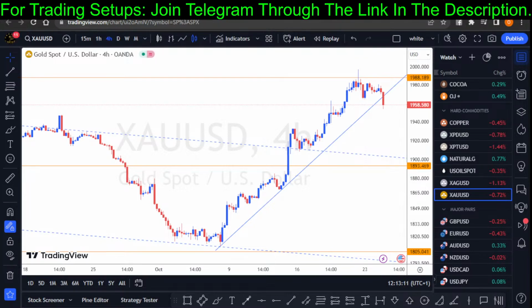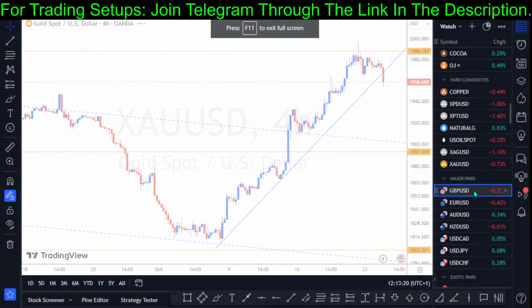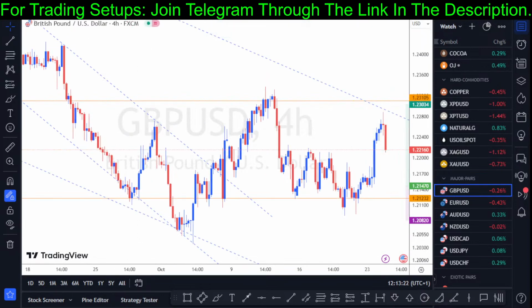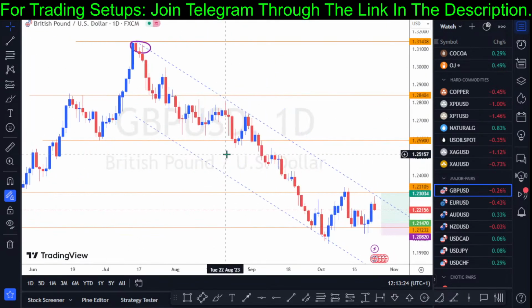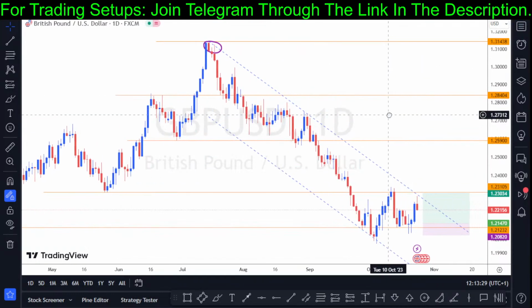So first, let's start from the foreign exchange market. Let's start with the GBP USD from the day chart. Yes, this is the day chart.